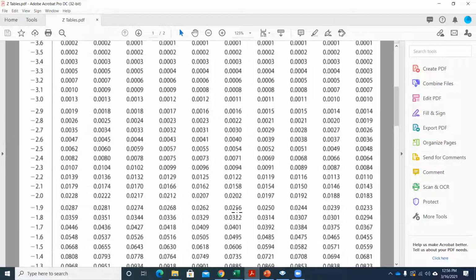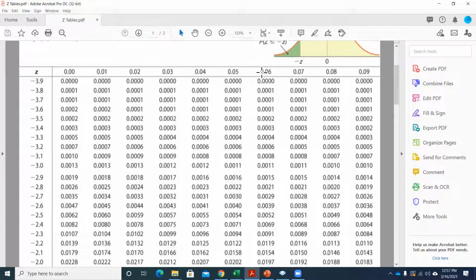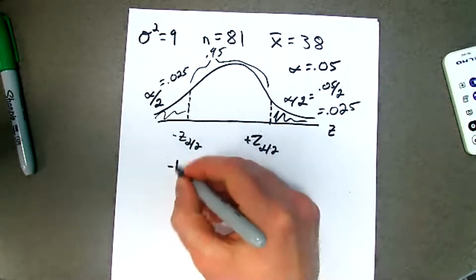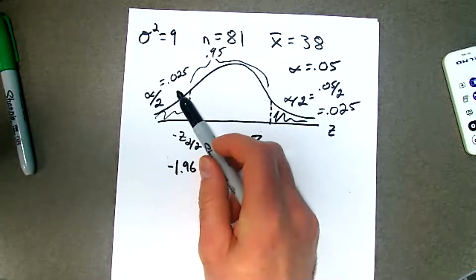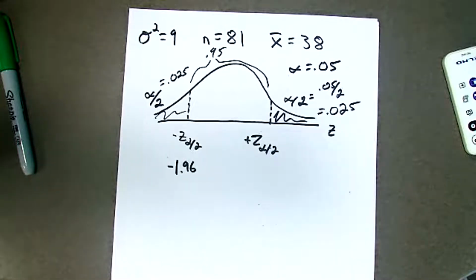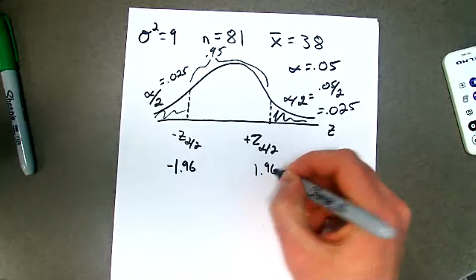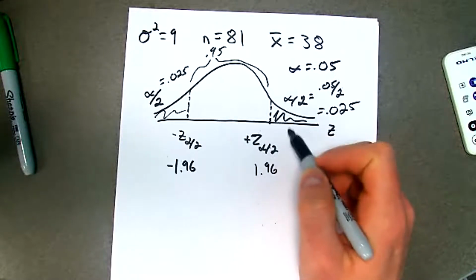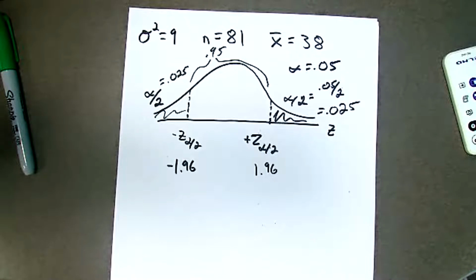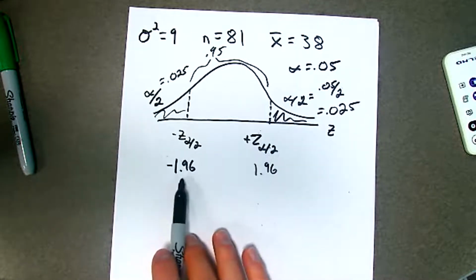So searching through here, looks like it's right there, 0.025 exactly. I go over, negative 1.96, okay? So negative 1.96 would be the z-score that gives me 0.025 in that lower left tail. And then positive 1.96 would be the z-score that gives me alpha over 2, or 0.025, in the upper right tail. But I only really had to look it up once, right? Once I knew the negative z value, the positive one's the same thing, just positive. So we've got our z-score.